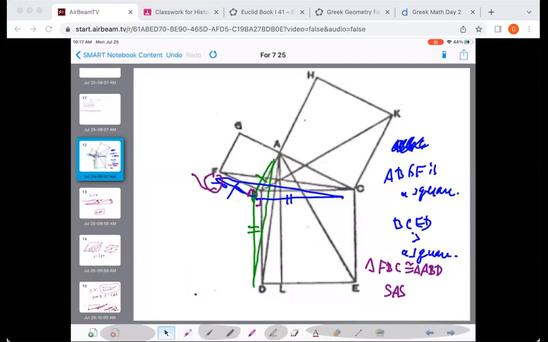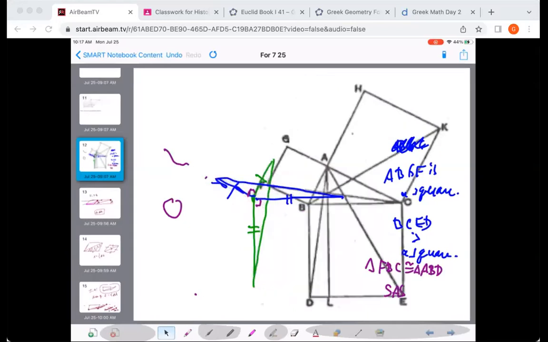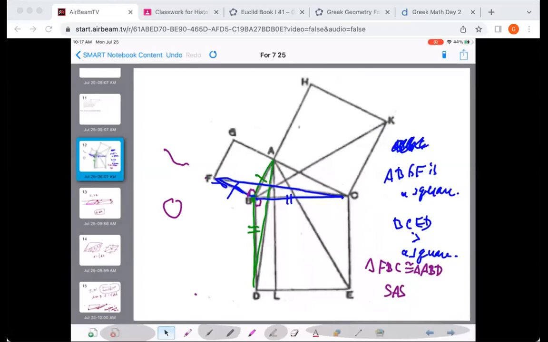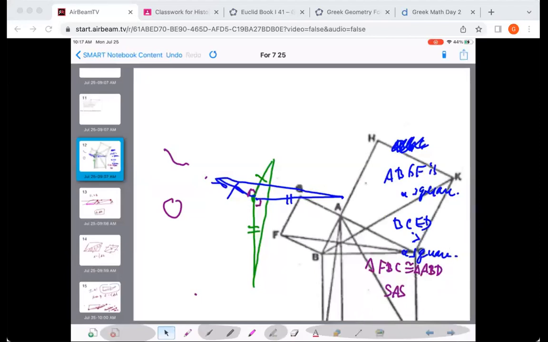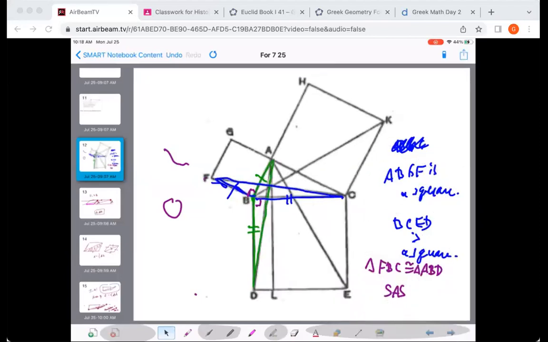Oops, I don't like doing that. That's pretty cool. Move that away. So those two triangles are congruent by SAS. You know, that gave me an idea.